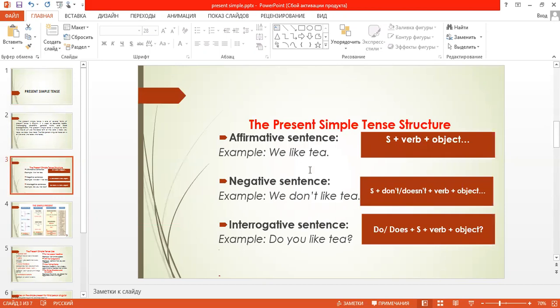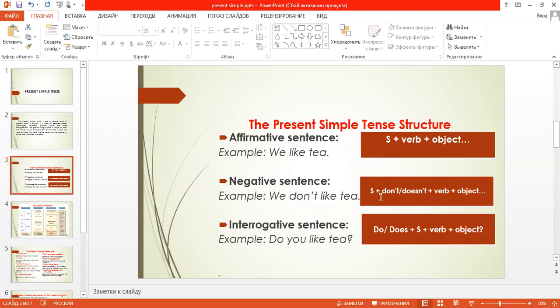So the structure of an affirmative sentence of present simple tense is subject plus verb plus object. For example, we like tea. Here, we is subject, like is verb, tea is object. In a negative sentence, the structure of present simple tense is subject plus do not, does not, plus verb plus object.